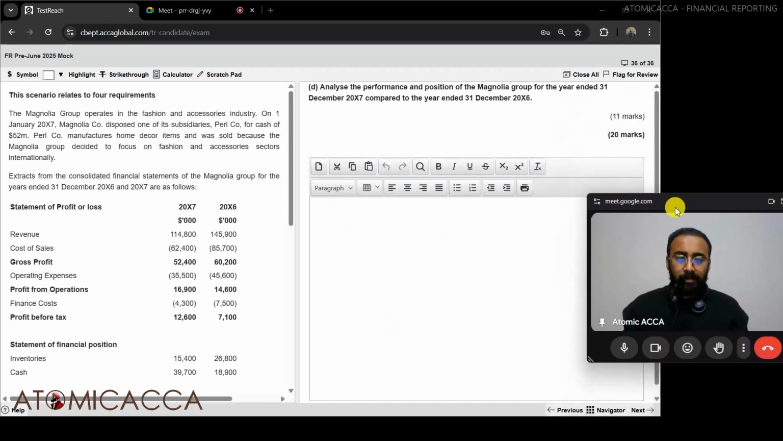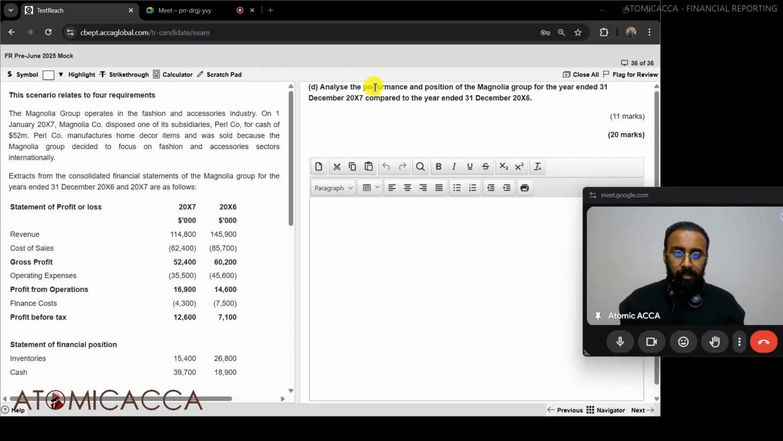We have 11 marks for analysis. We need performance and position. That means performance, let's give 5 marks, position, let's give 5 marks, and 1 mark for conclusion. Let's just roughly split it as such. So we're going to analyze the performance and position.